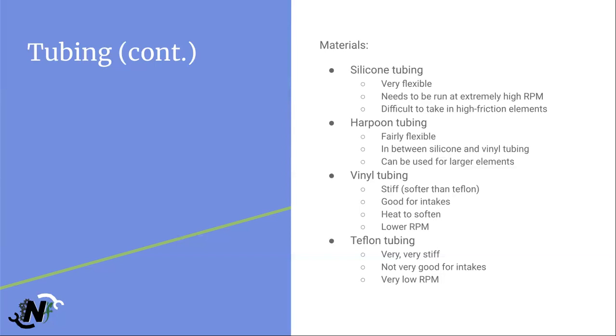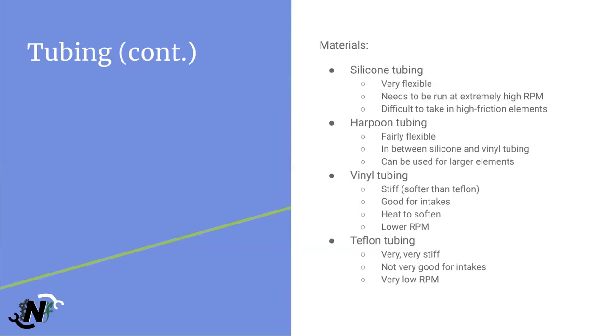In order to assemble it, you'll want to heat it in order to soften it, because otherwise the stiffness might make it difficult to fit through holes. And because it's stiffer, you'll want to run this at lower RPM, meaning that if you're dealing with a ton of smaller elements, vinyl tubing might have a slower time in taking it than, for example, silicone tubing.